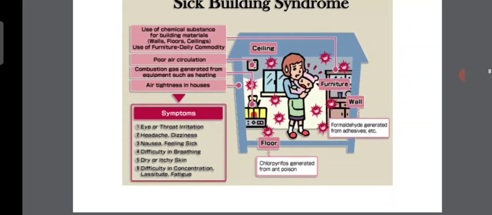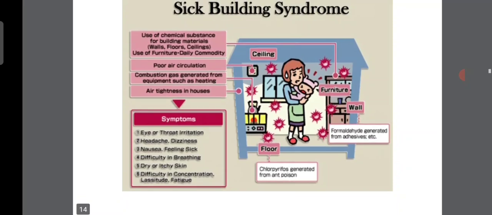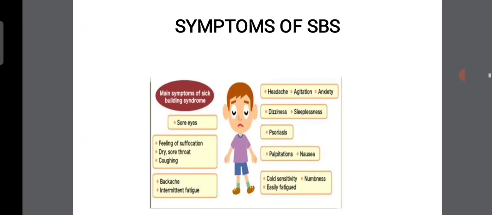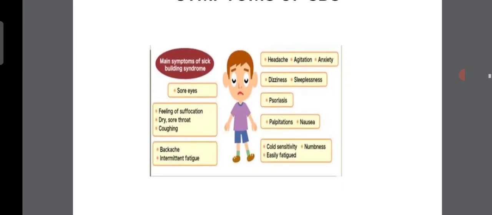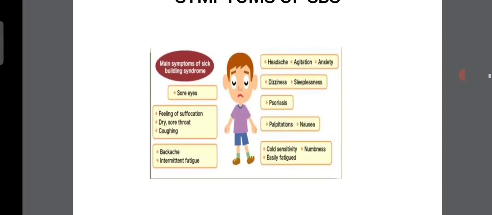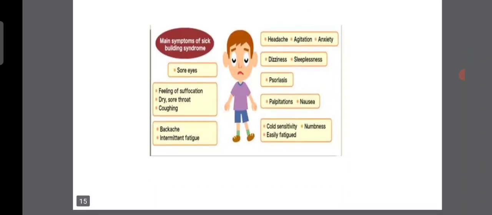So, the things we discussed are described in a single picture. The right side is the source from which contaminants evolve, which cause the building to be sick, and the bottom line are the symptoms of sick building syndrome, and the top is the reason for sick building syndrome, like poor air circulation, air tightness, combustion gas generation from the equipment and heating, use of chemical substances for cleaning of floors, ceiling, etc. The symptoms include headache, agitation, anxiety, dizziness, sleepiness, psoriasis, palpitations, nausea, cold sensitivity, numbness, easily fatigued, sore eyes, feeling of suffocation, dry sore throat, coughing, backache, intermittent fatigue.